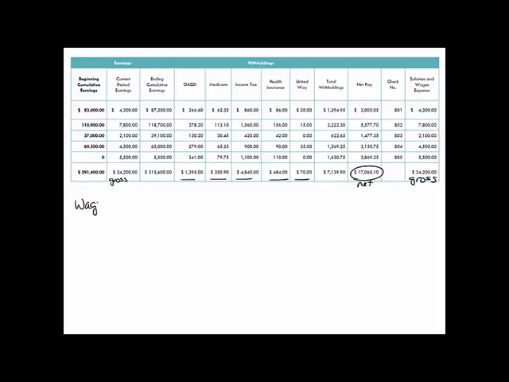So remember, I debit the expense, so wage and salary expense, and I debit that for the gross pay. So that's $24,200.